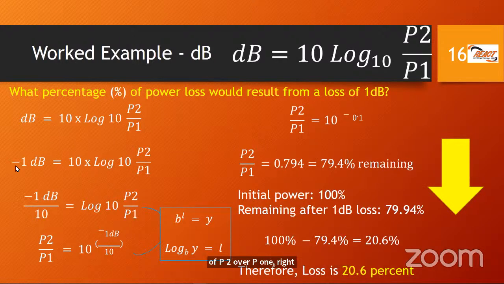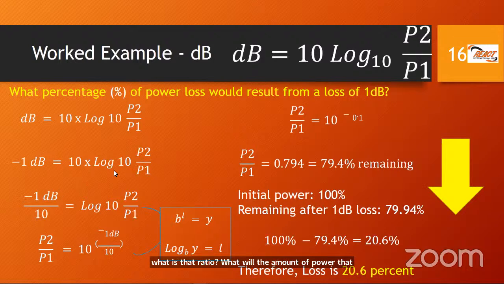So let us start to substitute some of the values. We're saying that we have a loss of 1 dB, so we know that's minus 1 dB. We have stuck that in as the answer. So minus 1 dB is equal to 10 multiplied by the log to base 10 of P2 over P1. That is the ratio that we're looking at. What is that ratio? What will the amount of power that we have left be?